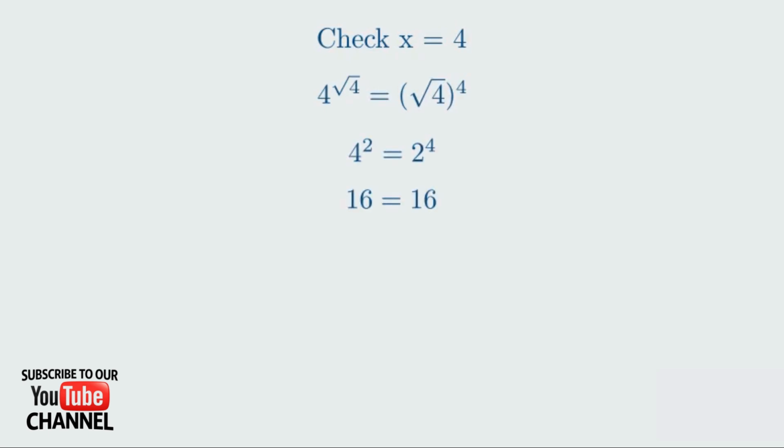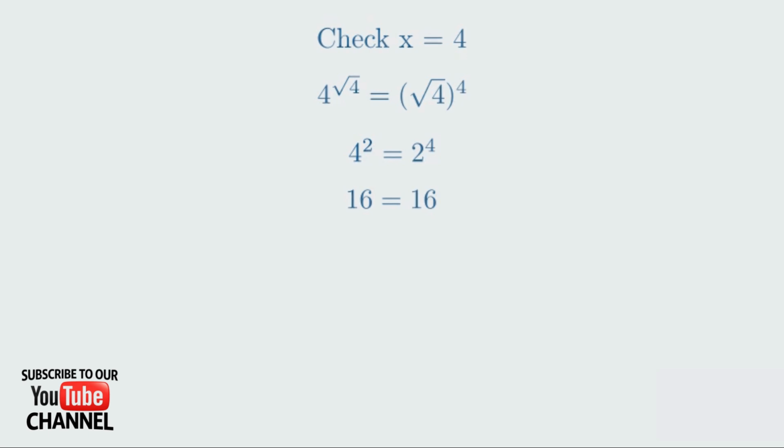Now, let's check our other potential solution, x equals 4. Substituting x equals 4 into the original equation, we get 4 to the power of the square root of 4 on the left, and the square root of 4 raised to the power of 4 on the right. This simplifies to 4 squared on the left, and 2 to the 4th power on the right. Both 4 squared and 2 to the 4th power are equal to 16, so x equals 4 is a true solution.